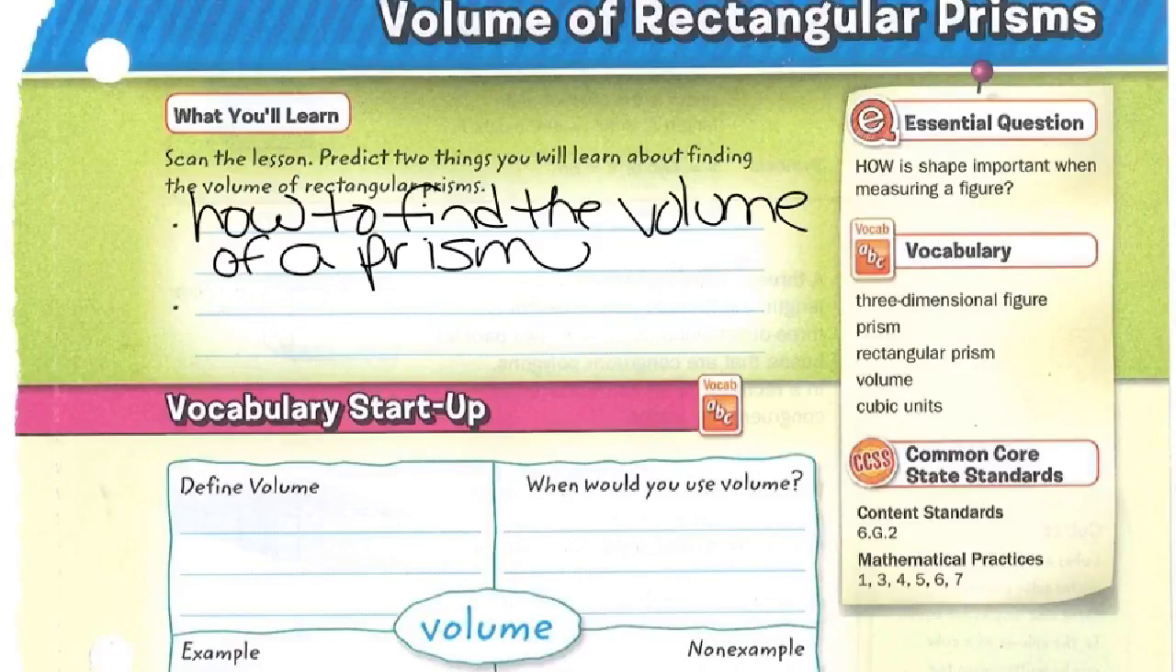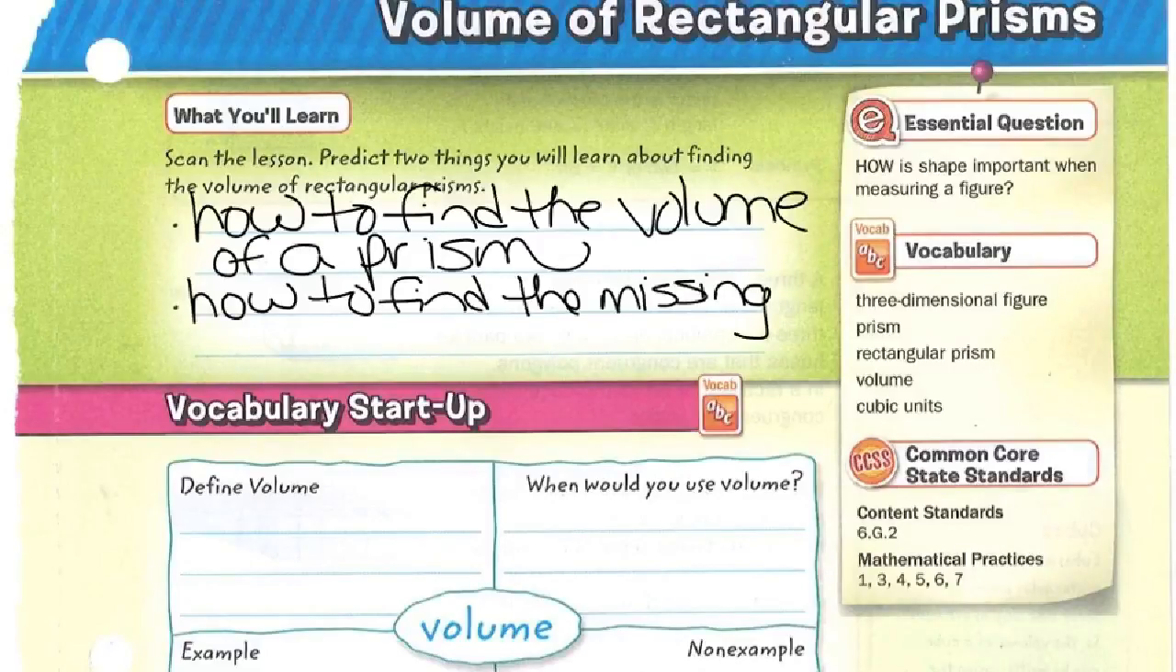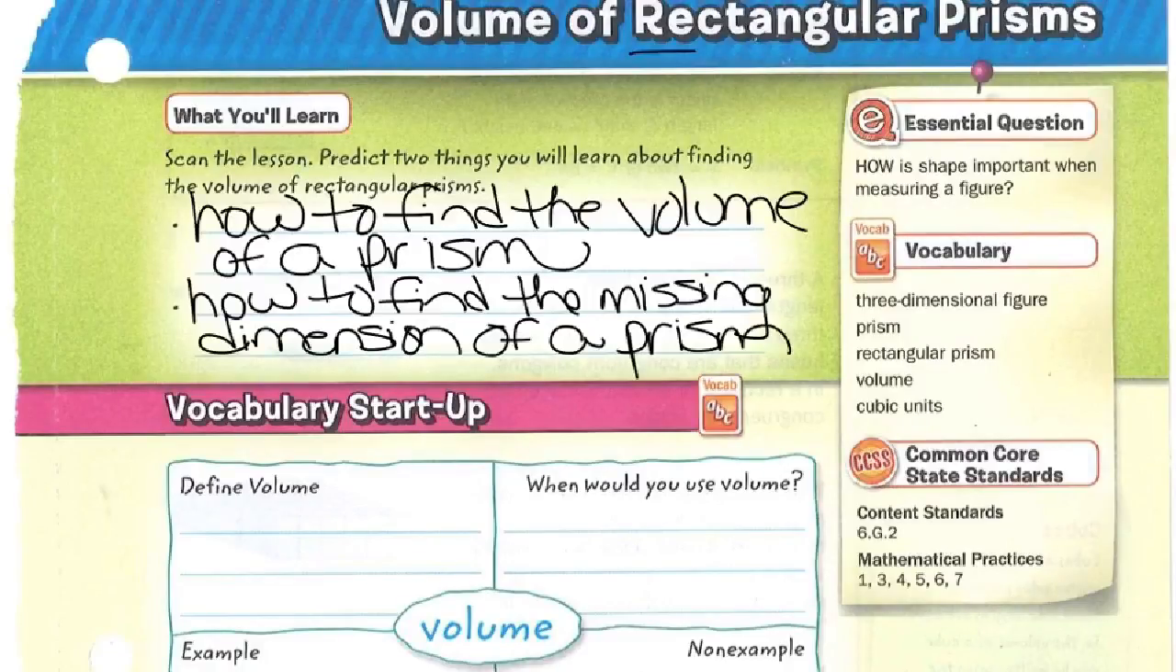And as you have learned in all of the other geometry lessons, we also learn how to find the missing dimensions sometimes of a shape. So I think we're going to learn how to find the missing dimension of a prism. And we're specifically talking about rectangular prisms in this lesson.